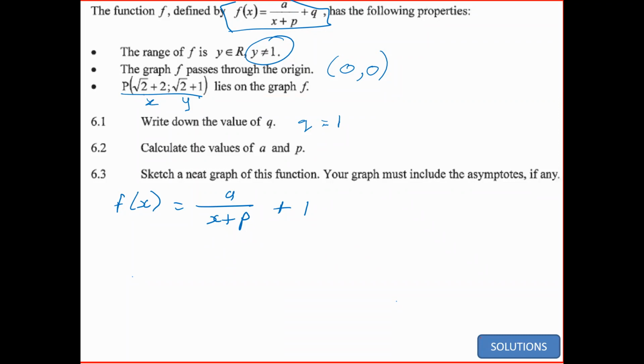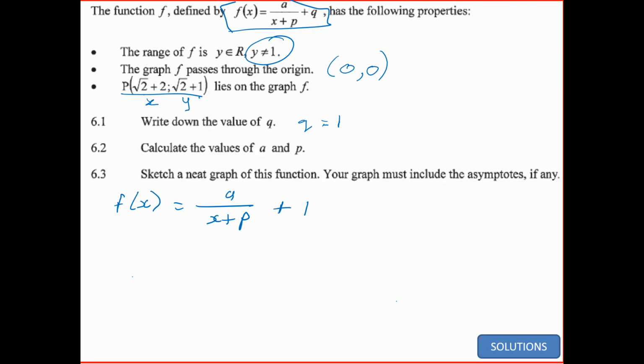So maybe we could say y2 minus y1 over x2 minus x1, the two coordinates that we've been given, equals a. That's a gradient formula. Wait, you're totally off track. I'm not sure, sir. I'm just throwing things out there.